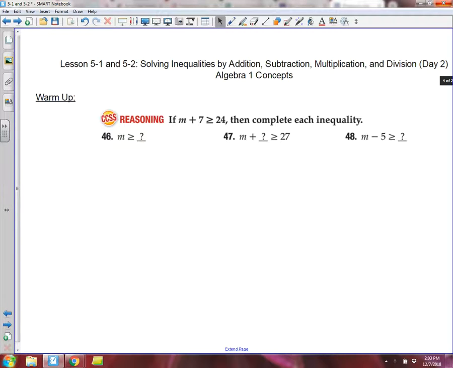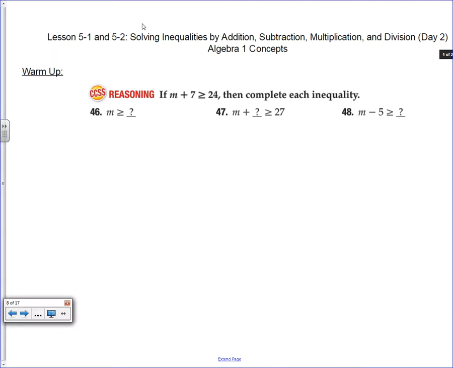All right, so it says if m plus 7 is greater than or equal to 24, then complete each inequality. So take a look at number 46 right there in front. Do you notice how the m is by itself? It says m is greater than or equal to something, yes? So how would I get that m by itself in the original problem?